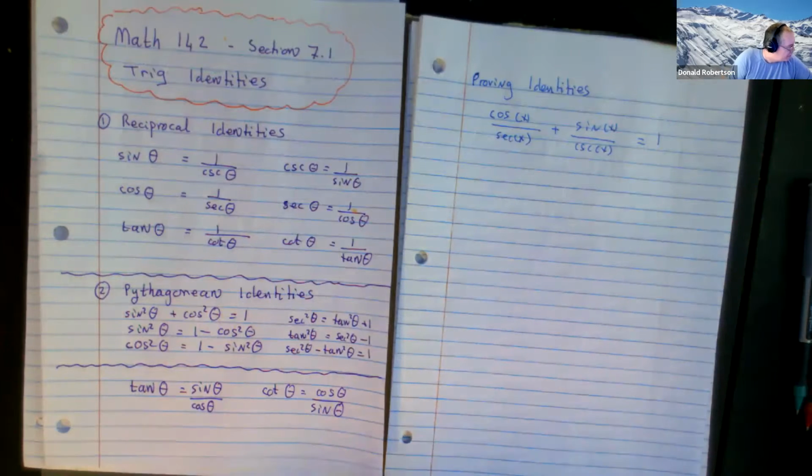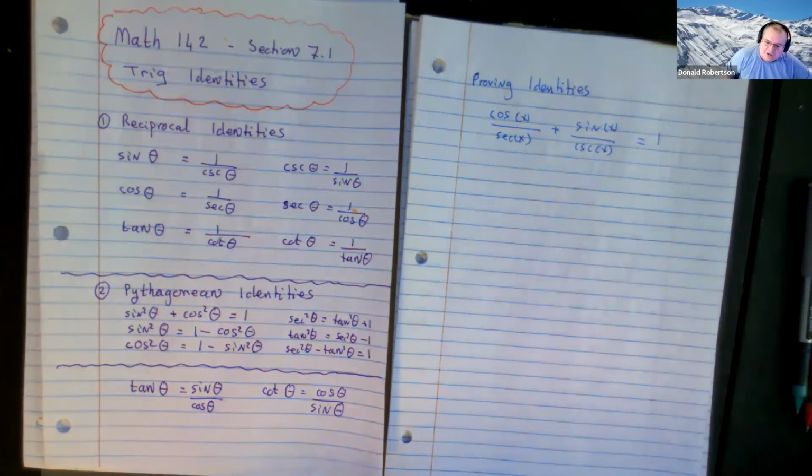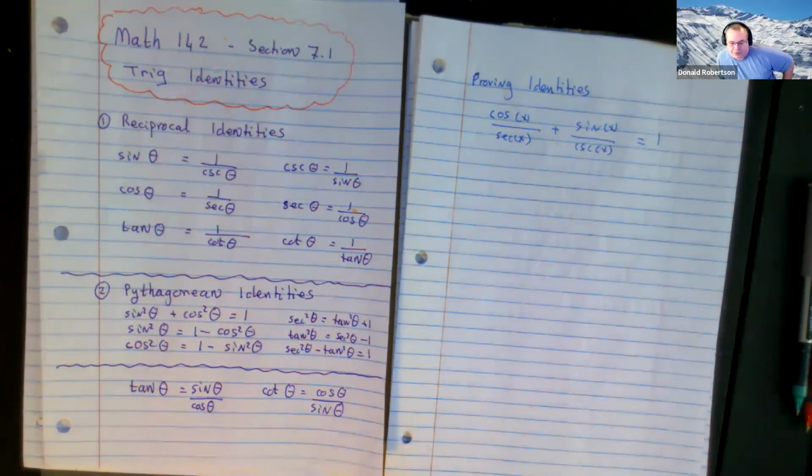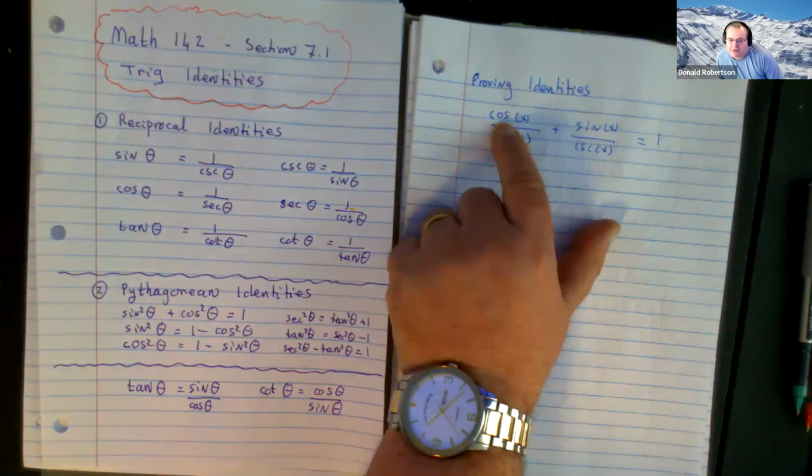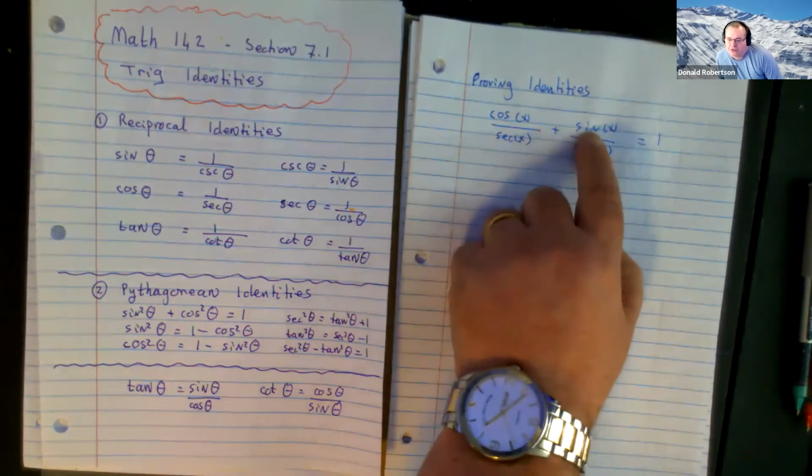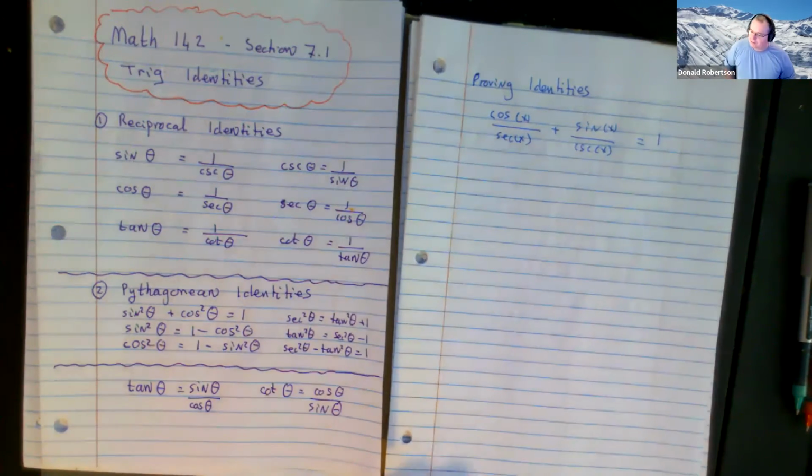Identities have their own little issues, but we share pretty much the same strategies as before. Turning everybody into sines and cosines is a good one. Factoring things is a good one. Combining two fractions is a good one. Those are the kind of strategies we've used. Right, I'm looking at this one, cosines with secants, sines with cosecants.